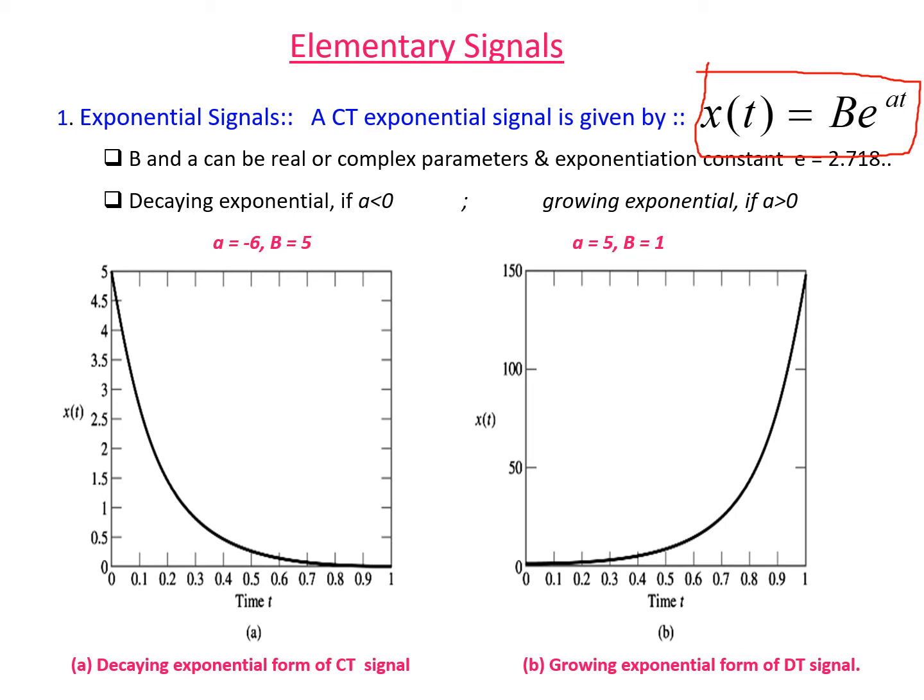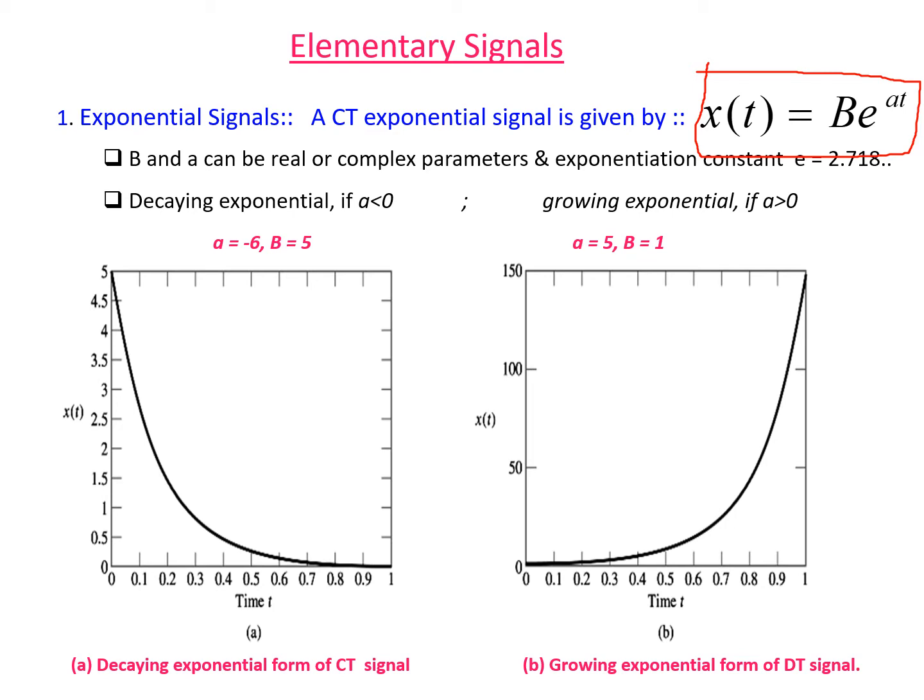When a is greater than 0 or a is positive, the graph is increasing, or it is growing. It is called a growing exponential, whereas the earlier one is called a decaying exponential. The second exponential is called a growing exponential. But one mistake has happened here in this graph.